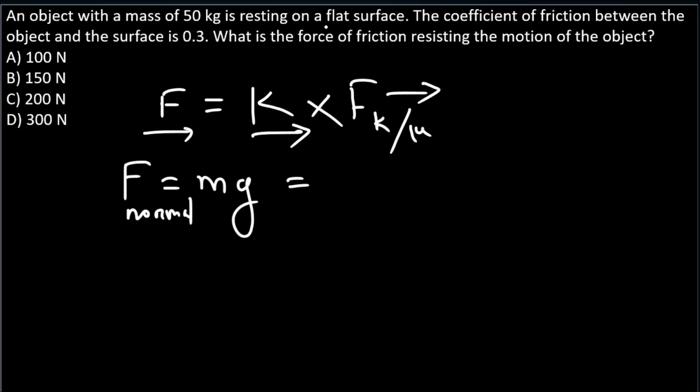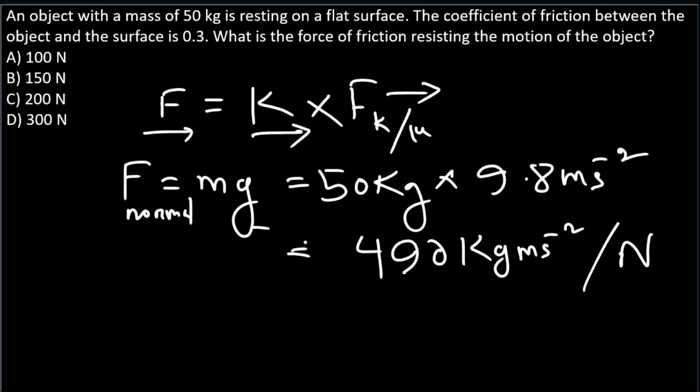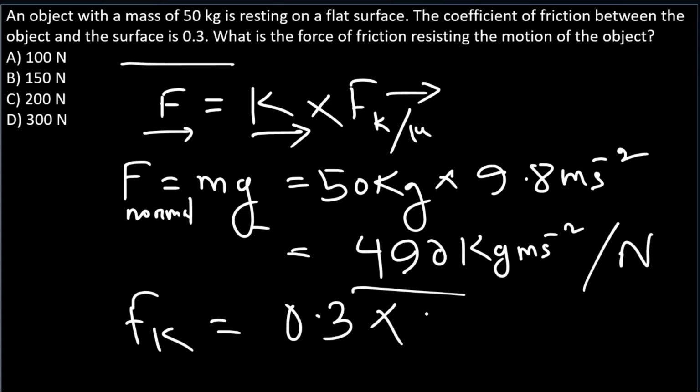So here the value of m equals 50 kg, and gravity is 9.8 meters per second square. So here we will get 490 kg meter per second square, or Newton. Now we need to calculate the force of friction resisting the motion of the object. The coefficient of friction is 0.3, and we need to multiply it with the normal force. So here F_k equals 0.3 times 490 kilogram meter per second square.